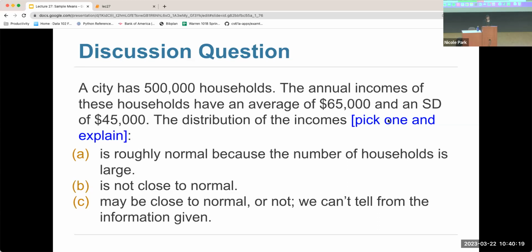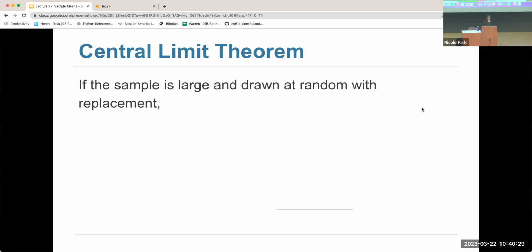Okay. Let's go to the next part. Central limit theorem. I'm going to do a quick overview. We're going to have one more review question, and then we're probably going to end a little bit early. So central limit theorem: if the sample is large, to reiterate, oh yes, question.